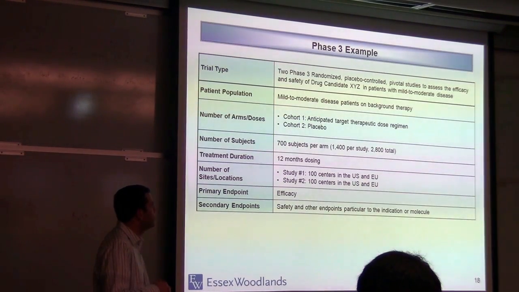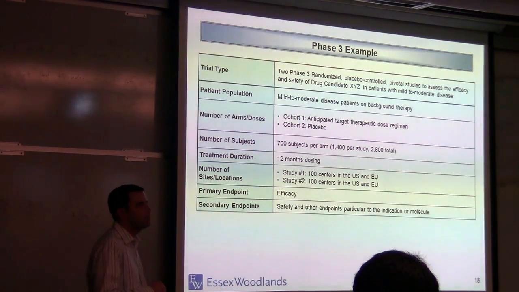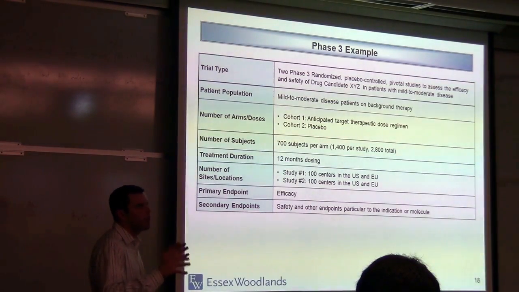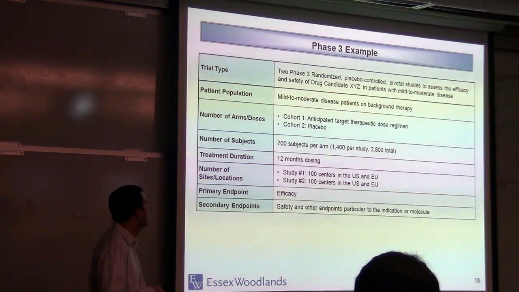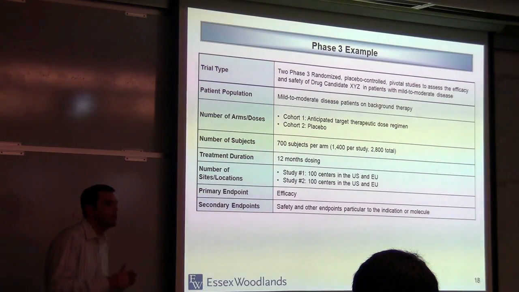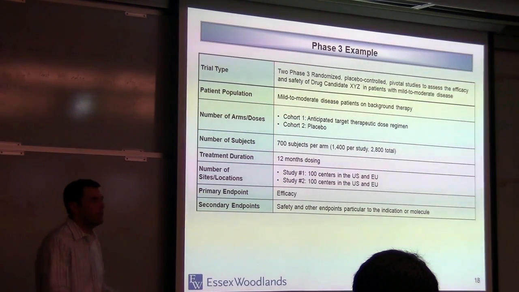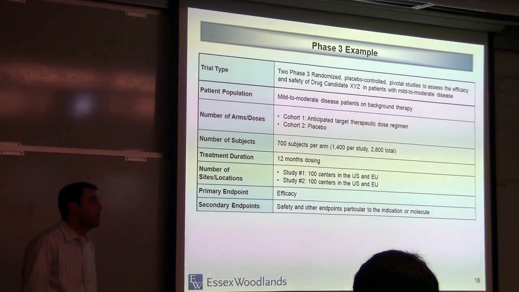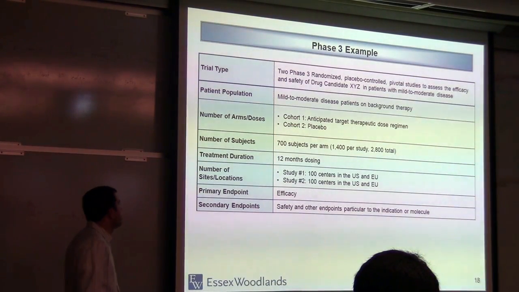You can have 100 centers in the U.S. for one study and 100 centers in the U.S. and Europe, excuse me. So you're managing 200 sites in the U.S. and Europe. And here your primary endpoint is efficacy, and you're also looking at safety and other endpoints, anything that you should be looking at, anything the FDA is also giving you guidance that you should look at. So these are big studies, big commitment of funds.